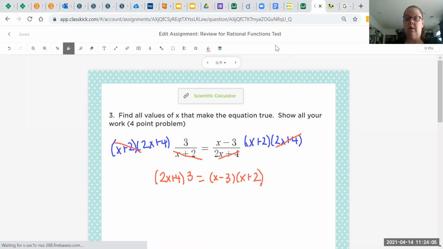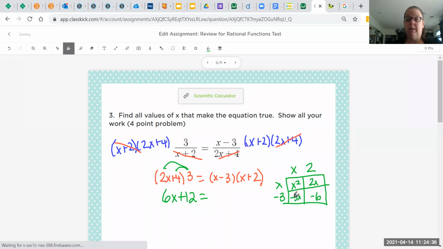Right, so now I need to simplify these. For the left side, I need to distribute this 3 to both of them. So that's going to give me a 6x plus 12. Now on this side, I have 2 binomials, which means I actually need to multiply them all. Foiling or doing the box would be the easiest thing. So x minus 3, and I'm multiplying x plus 2. Notice this is multiplying. That's why they're on the outside. So I get x squared minus 3x, 2x, and minus 6. These are like terms, so when I write out my answer, I get x squared, negative 3x plus 2x will give me a negative x, and then a minus 6.